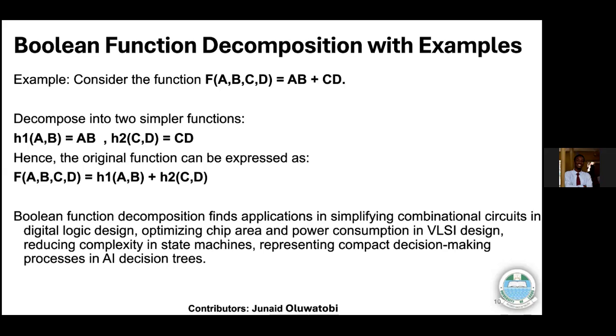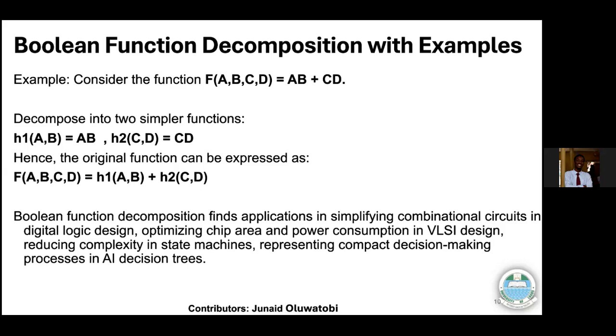So an example of a Boolean decomposition is if you consider the function f of a, b, c, d, which is a simple equation of ab plus cd. A simple decomposition of this would be to put ab as a function of its own, which is h1, then having cd as a function of its own, comprising of variables c and d multiplying themselves. Hence, your original function will become f of a, b, c, d to be the addition of the two functions that you've just created.